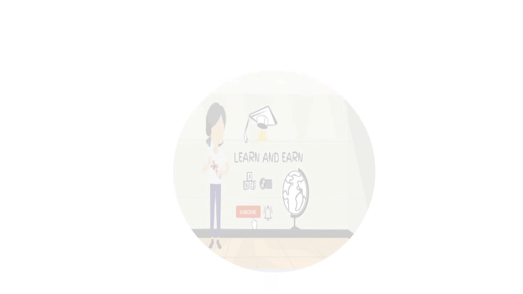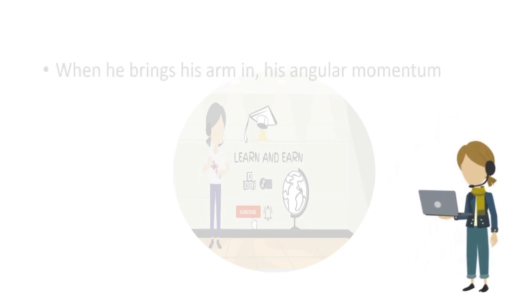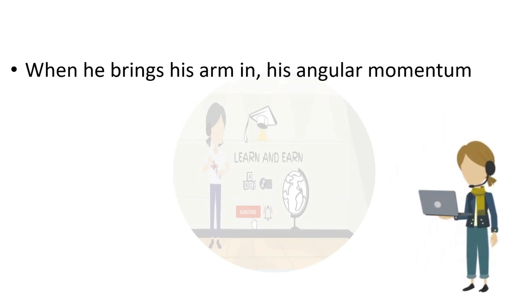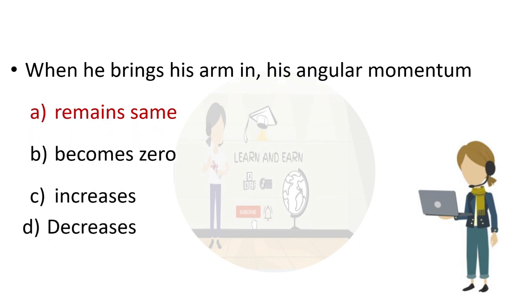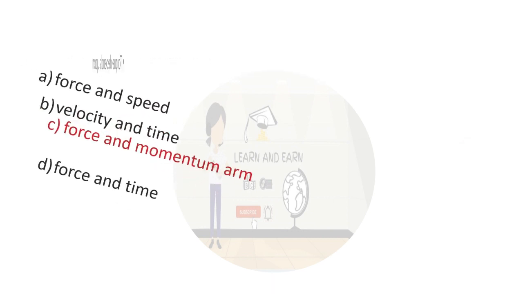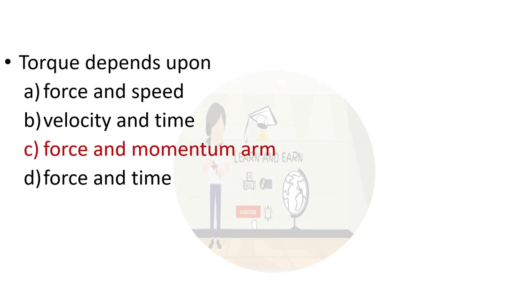The next MCQ is, when he brings his arms in, his angular momentum, option A, remains same. Option B, becomes 0. Option C, increases. Option D, decreases. The right answer is option A, remains same. The next MCQ is, torque depends upon. The right answer is force and momentum.